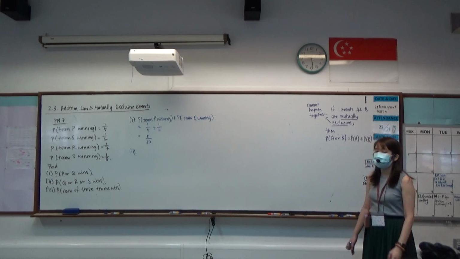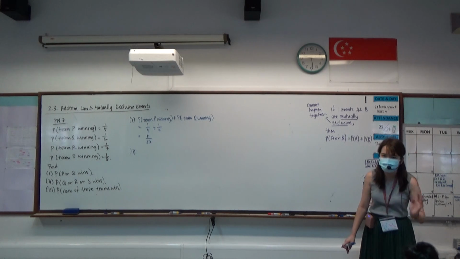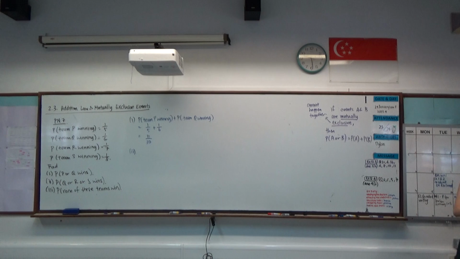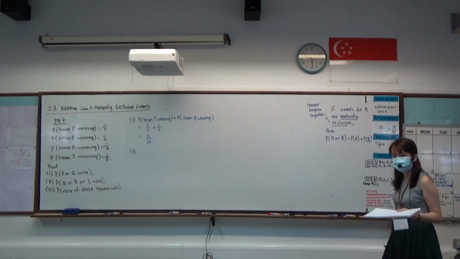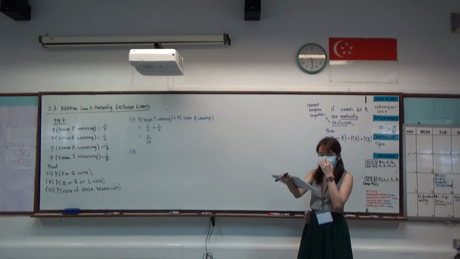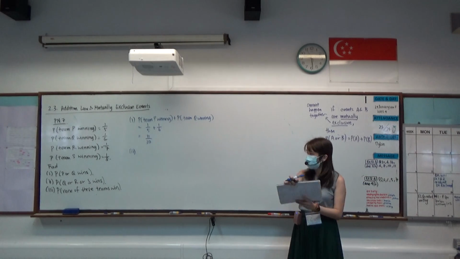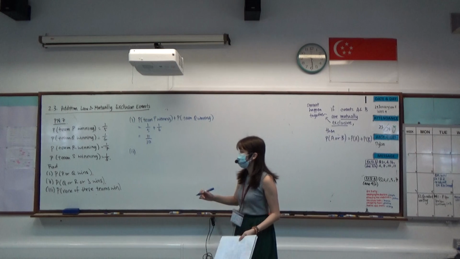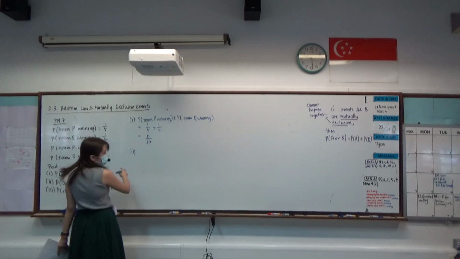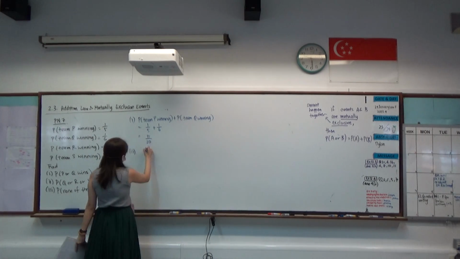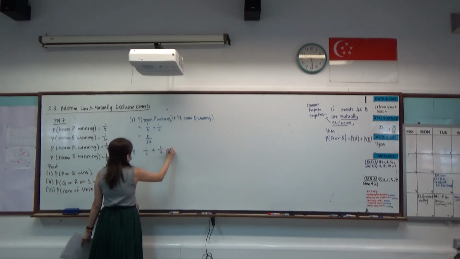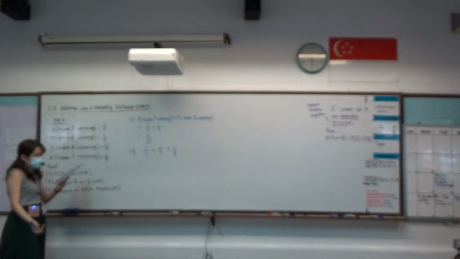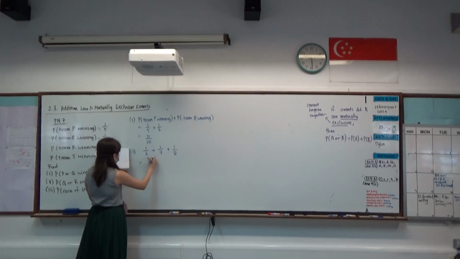Part B, if I want Q or R or S winning, how do we go about calculating that? Are you okay? Yes, Joseph? You're saying 1 over 6 plus 1 over 7 plus 1 over 8. Yep, so we just add up the three probabilities since they are all mutually exclusive events and we get 73 over 168.